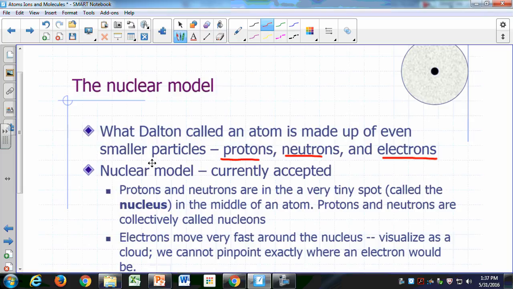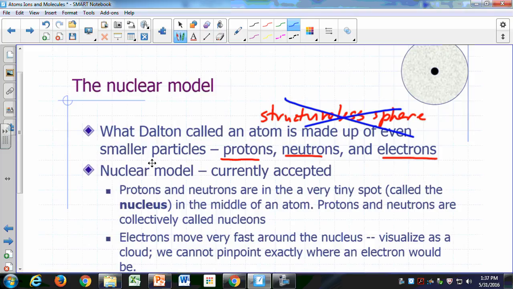And so instead of a simple indivisible sphere with no structure, you could say that Dalton's model is a structureless sphere model. Dalton envisioned an atom to be a structureless sphere. Okay, Dalton's model is no longer accepted. We now know it's actually made up of even smaller particles called protons, neutrons, and electrons.